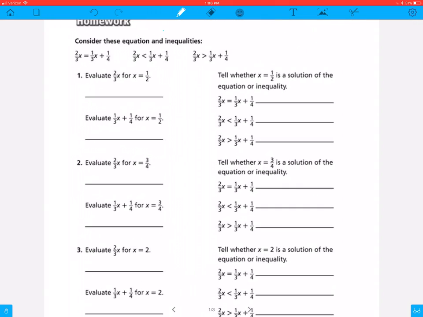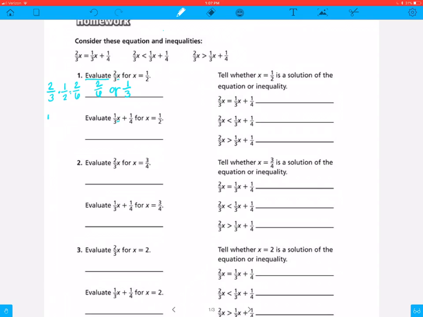So with number 1, we have 2 different parts of this inequality that we're looking at. We have 2/3 x, where x is equal to 1/2. I'm going to evaluate the 2/3 multiplied by 1/2, which I just multiply straight across, and I get 2/6. I can also simplify that to 1/3. Now the second part is 1/3 multiplied by 1/2 plus 1/4.